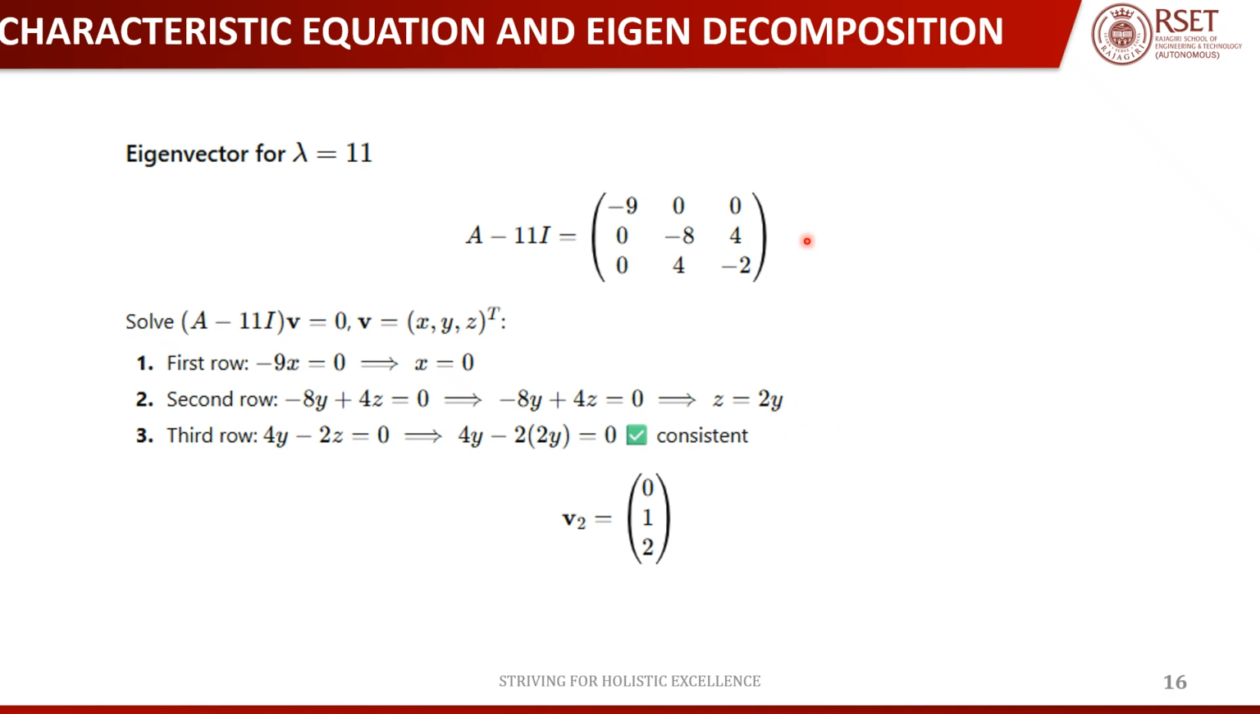Okay, and from the last row, you have 4y minus 2z is equal to 0. That would imply 4y minus 2 into, instead of z, substitute 2y. There you have 4y minus 4y is equal to 0. There you have no relation, right? 4y minus 4y is equal to 0. You cannot get any relation.